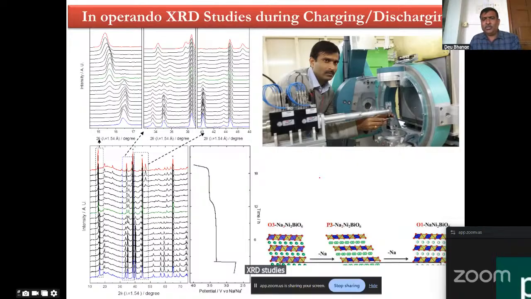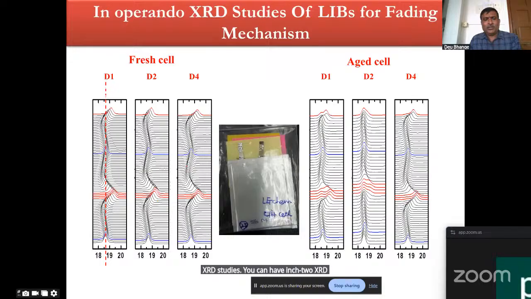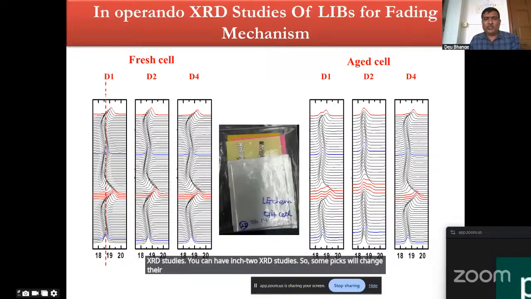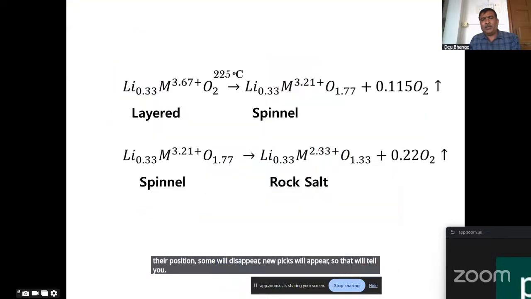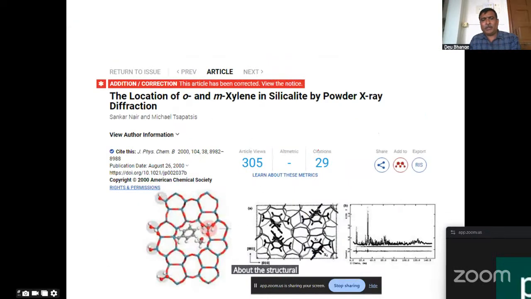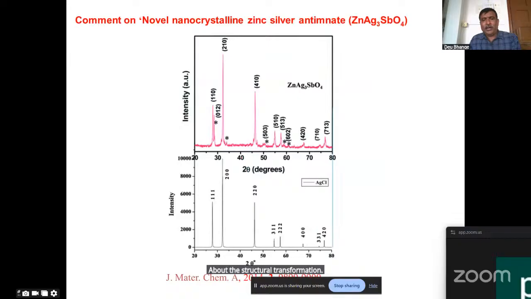You can have in situ XRD studies. Some peaks will change their position, some will disappear, new peaks will appear. That will tell you about the structural transformation. So you can clearly identify the compounds in the literature.